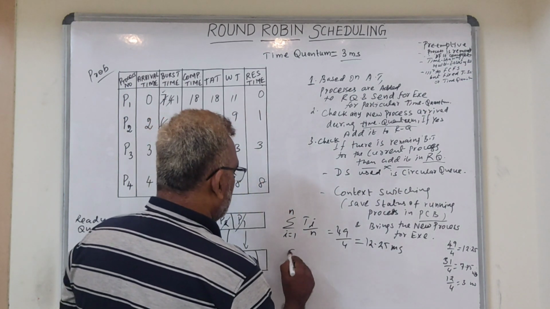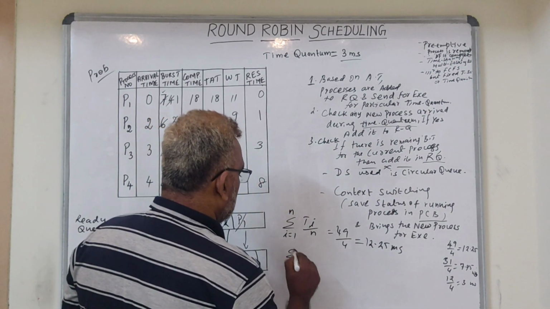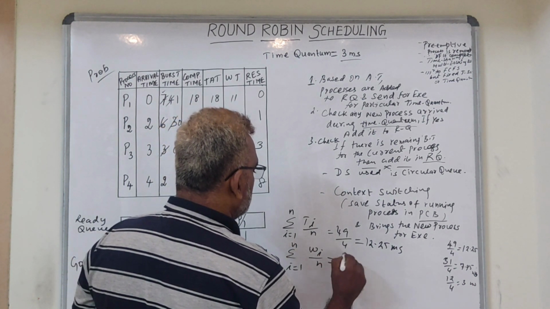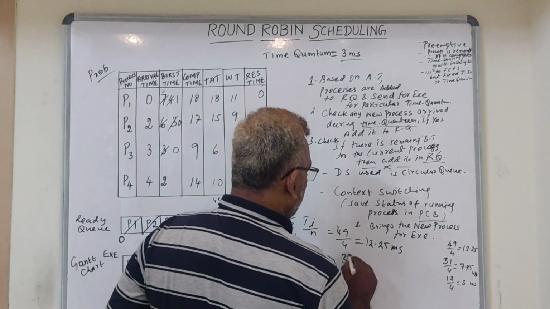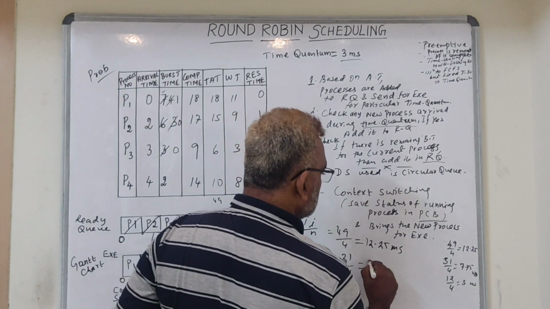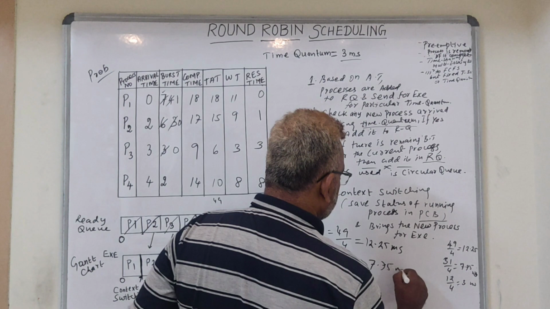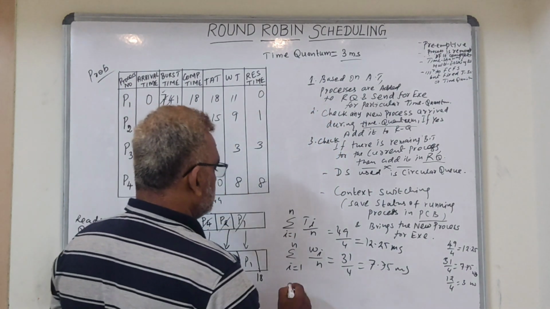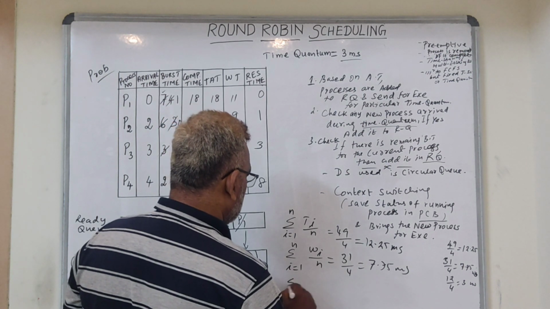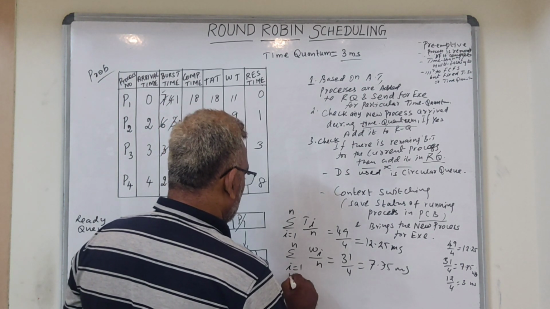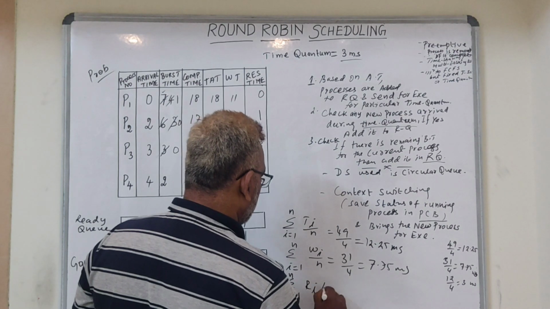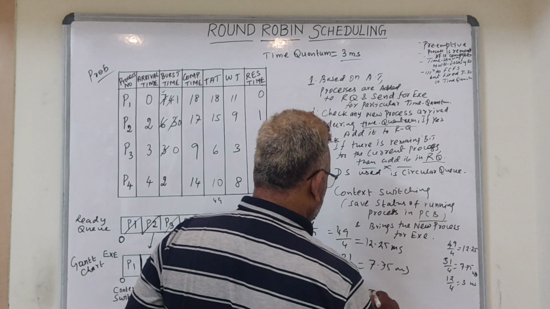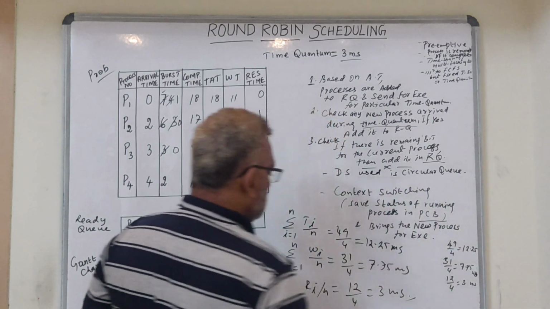Similarly, the average waiting time is the sum of Wi divided by n, which is 31 divided by 4, that is 7.75 milliseconds. Similarly, we can calculate the average response time, the sum of Ri for i equal to 1 to n divided by n, which is 12 by 4, that is 3 milliseconds.